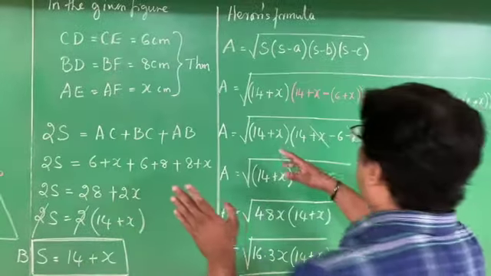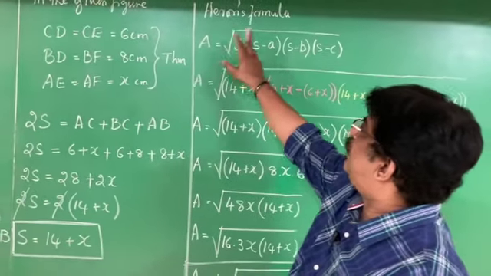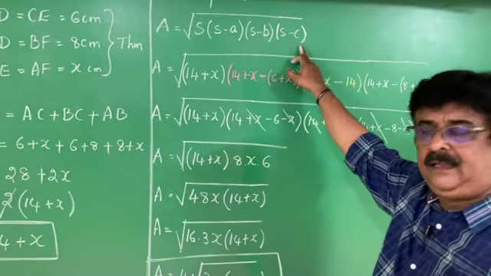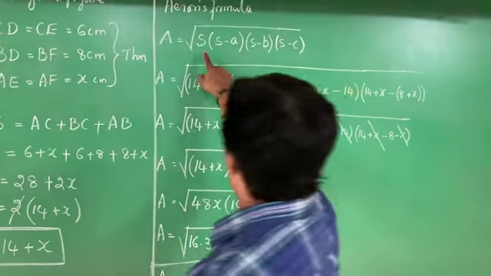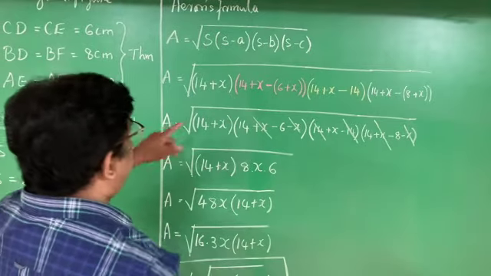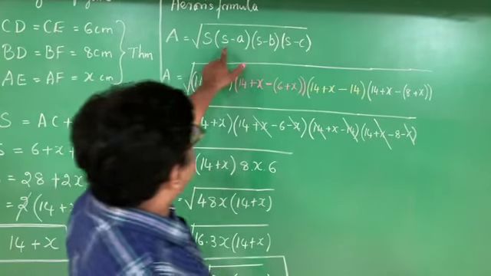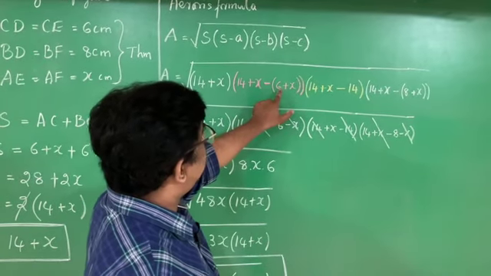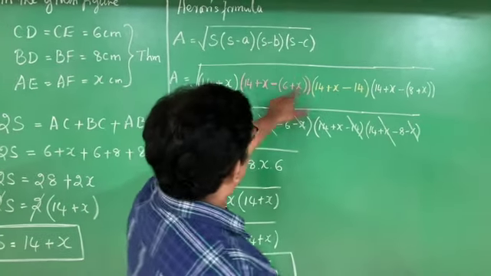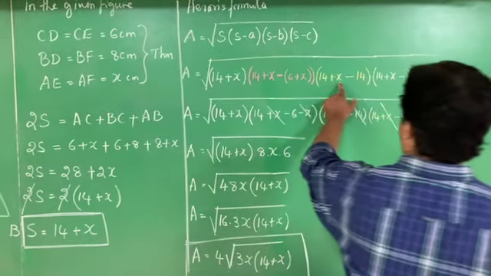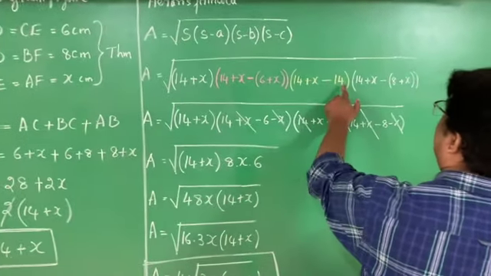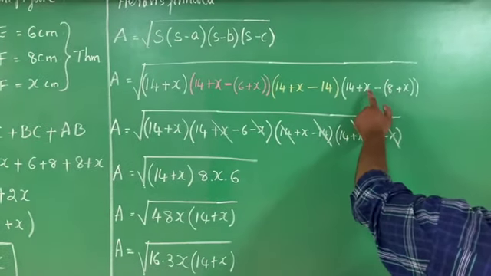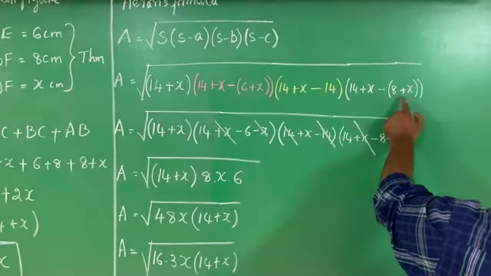What is Heron's formula telling? A is equal to square root of s into s minus a into s minus b into s minus c. I substitute in the place of s the semi-perimeter, 14 plus x. Here s minus a means 14 plus x minus one side. Which side have I taken? 6 plus x. s minus b means 14 plus x minus another side, that is 8 plus 6, that is 14. s minus c means 14 plus x minus the third side, that is 8 plus x.